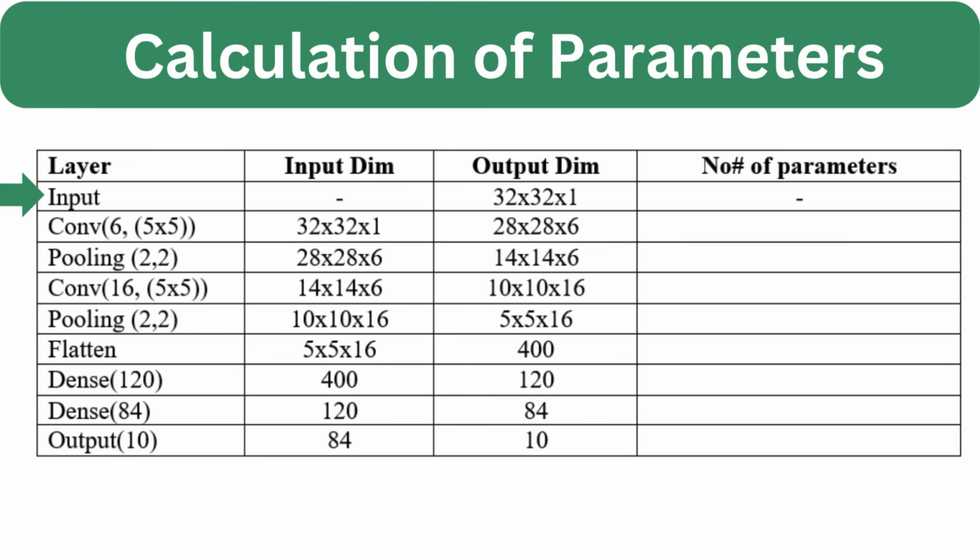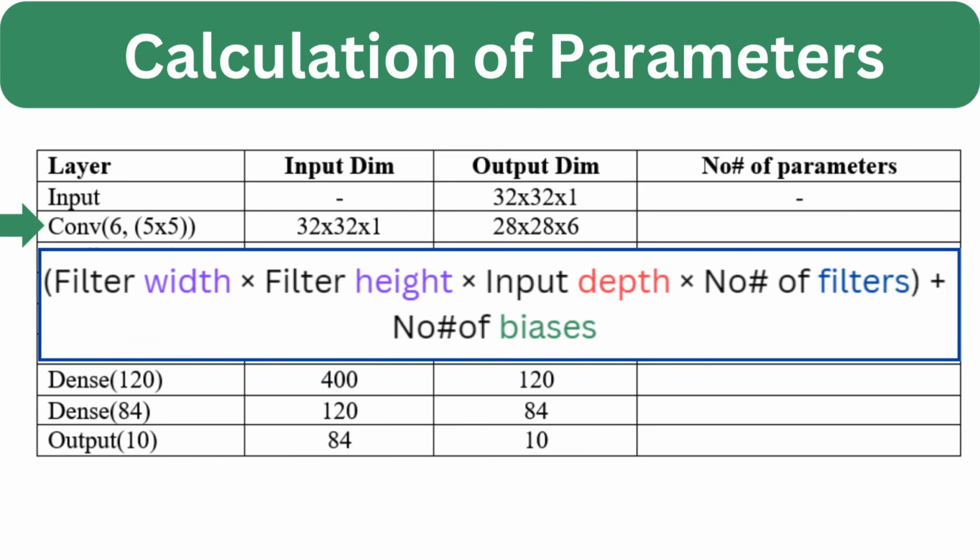There are no trainable weights in the input layer, so there will be no computation, and then we will move to the first convolutional layer. The information of filters and the filter size is given. So let's put these things in the formula.